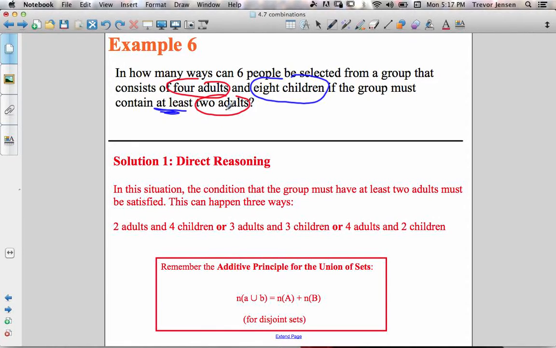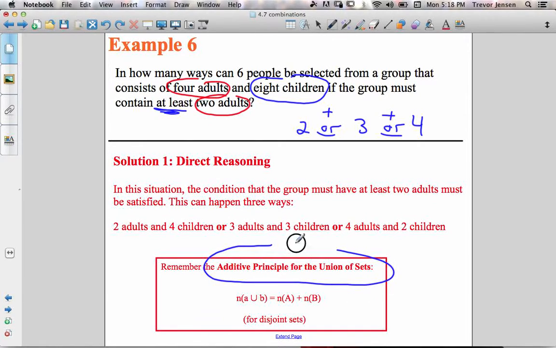So there's different possibilities here. The group could have 2 adults, or 3 adults, or 4 adults. I can't have 5 adults in the group because there's only 4 adults to choose from. When you see this word or, you need to be thinking add. So you'll have to remember the additive principle for the union of sets. When you think or, think plus.